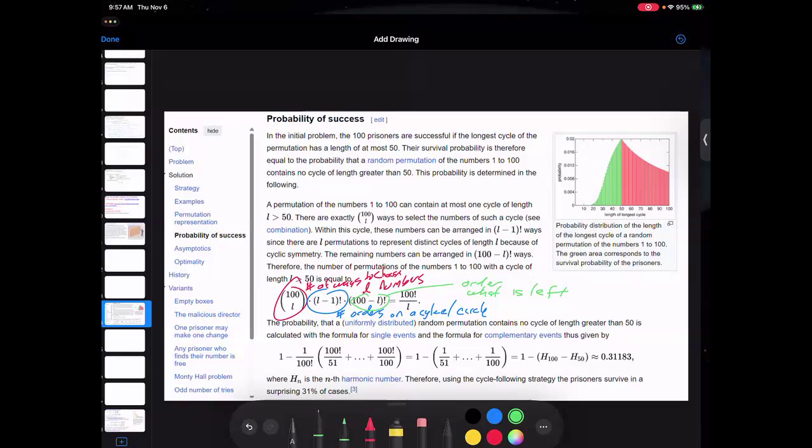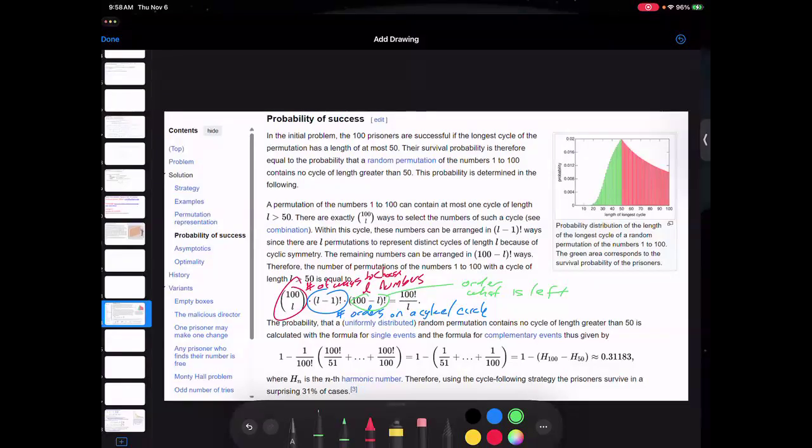100 factorial, that looks like quite a large number, right? But there's 100 factorial ways of ordering our numbers. So when we divide by 100 factorial, that's going to give us a 1 over L. And so in the upper right corner is the plot of the probability distribution of the length of the longest cycle. It's showing you the probability that the longest cycle has different given lengths. And the highest probability is at 50 for a given one.